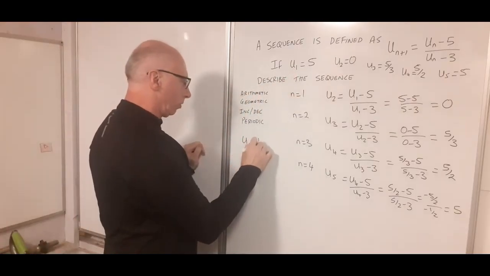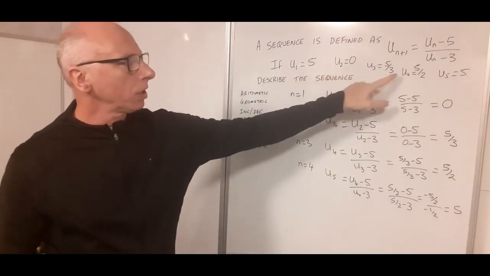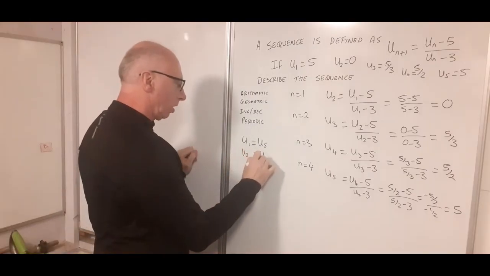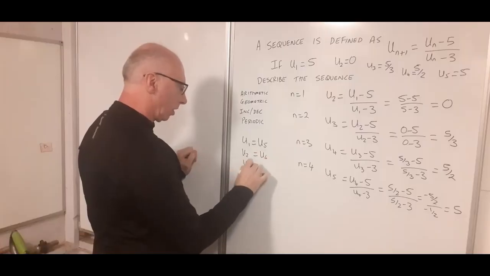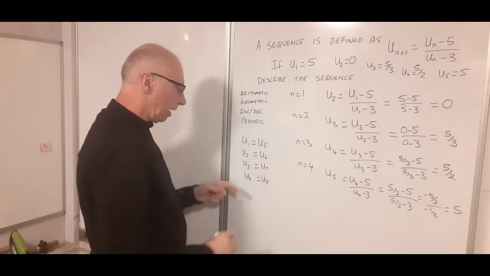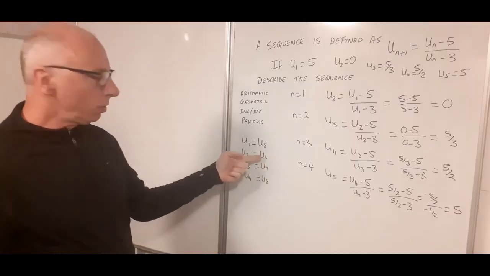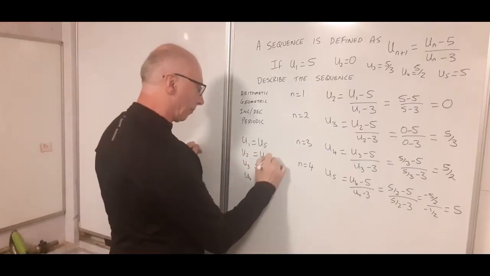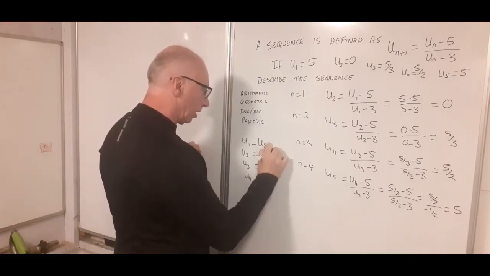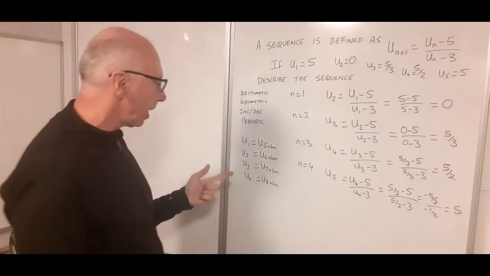So u1 equals u5. Now if I plug that in, I'll get u2, u3, u4 repeated again. So then u2 equals u6, u3 equals u7, u4 equals u8, and so on, back to u5. Now I notice here I could do 6 plus 4n for my sequence numbers, and same here. So n can be any natural number.